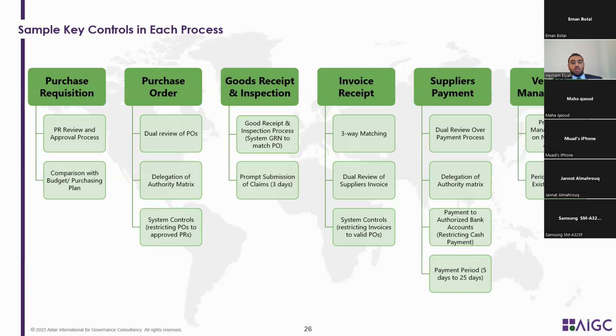Usually there is again dual review of invoices. It's another control that is there. Usually the one who prepares it is not the same one who posts it on the system. So other controls might be in place to restrict invoices to only valid POs. Supplier payments, again, there are several reviews over the payment process. Sometimes to ensure that we're not late on supplier payments, there is a payment policy that needs to be adopted, usually 5 days to 25 days, depending on the organization, to ensure that we're not processing to wrong accounts. We usually process bank transactions or bank transfers, not cash payments.